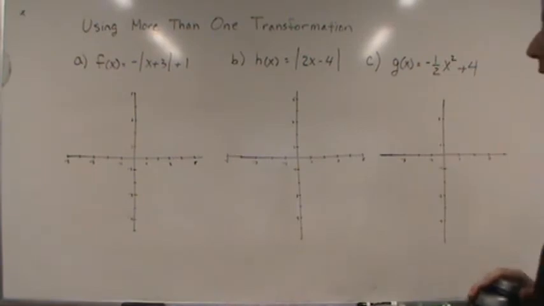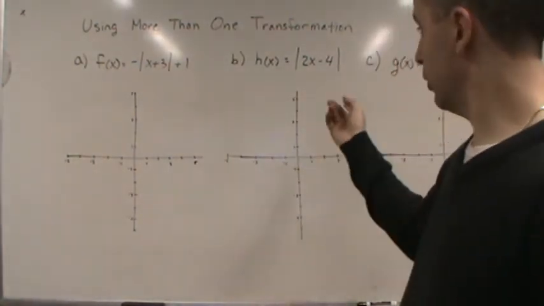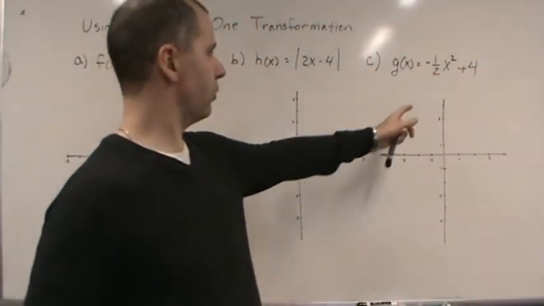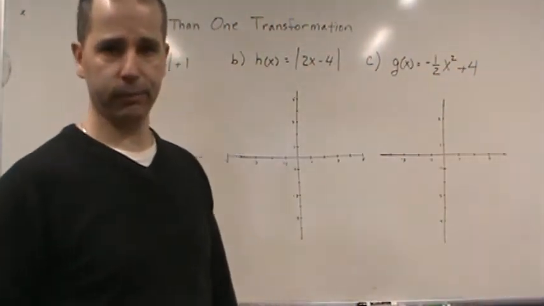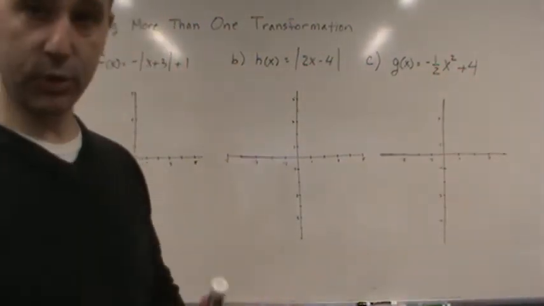So the first one uses an absolute value function in there. The second one also uses an absolute value function. And the third one is going to use a quadratic, so a squaring function. So we're going to graph these using transformations.